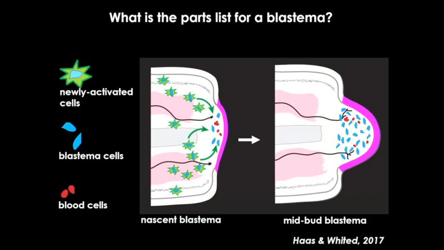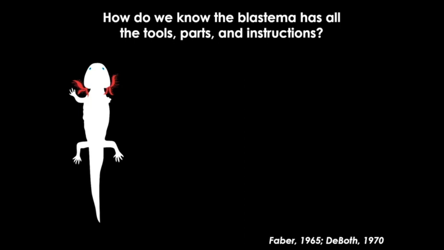And the immune system is documented to be very important for the process of regeneration. However, it's very poorly understood what its role is in this process. Okay, so how can we characterize the autonomy of the blastema?